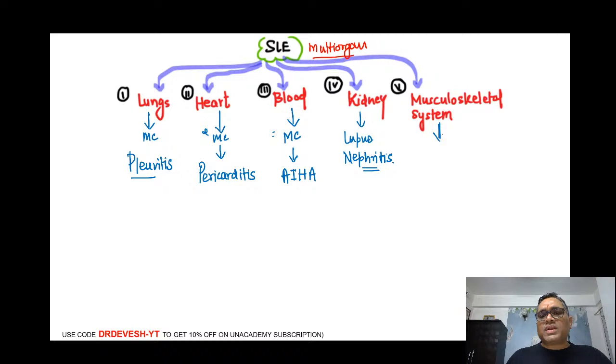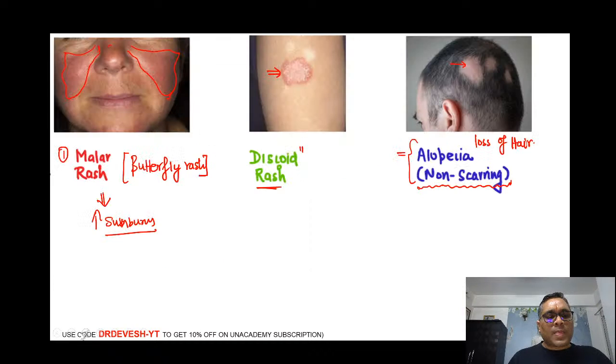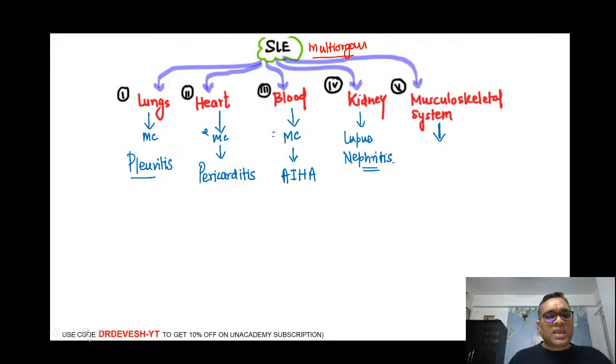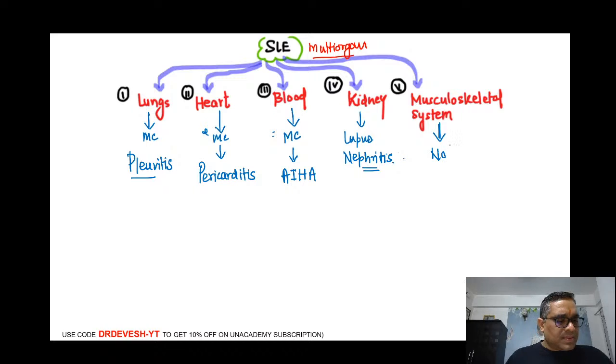Musculoskeletal system involvement. Can you tell me what kind of arthritis you will see here? Erosive or non-erosive? Here we have to remember they will be having non-erosive arthritis. So in an SLE patient, when you are seeing musculoskeletal system involvement, there will be no erosion of the joint and it is a non-erosive arthritis.